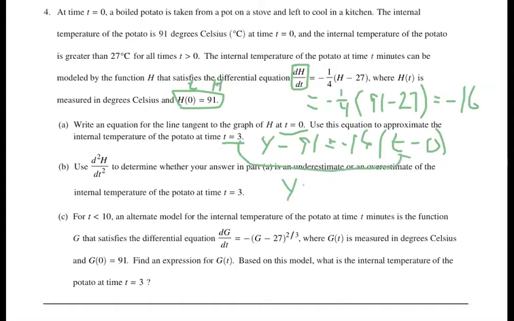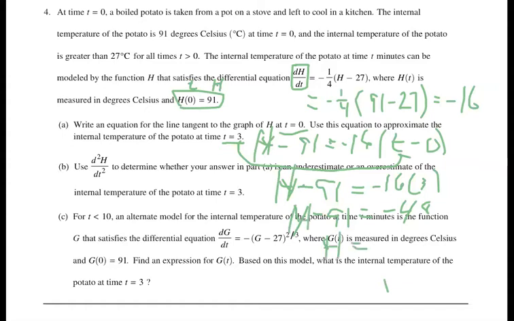So we get y minus 91 is going to equal negative 16 times 3, which is negative 48. And then we're going to add 91 to both sides. And we probably should have been using h here instead of y, but it would be okay either way. So we would get that the temperature was approximately 43 degrees.